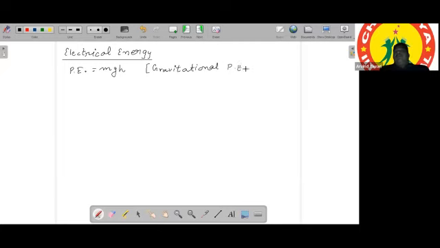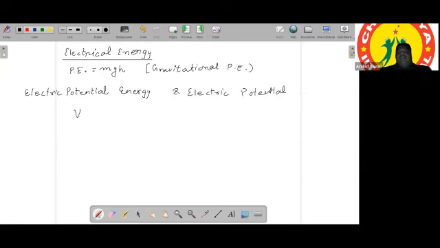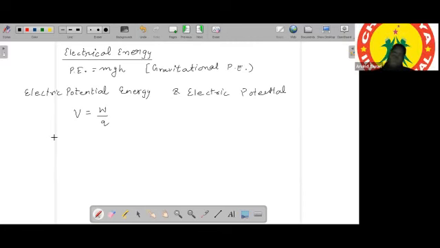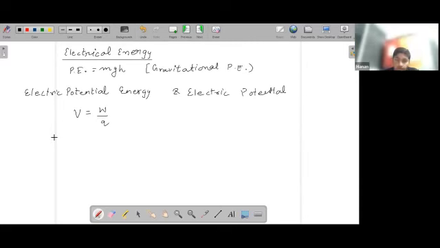Right? Now in electrical energy also we have studied two terms. One is the potential energy, where you have studied about electric potential energy, and the other is electric potential. These are the two terms that have been studied up to now. And the relation between them we have studied as V equals W by Q, right? Do you remember this formula? Yes, sir. Manan, what does V represent? Potential difference, sir.